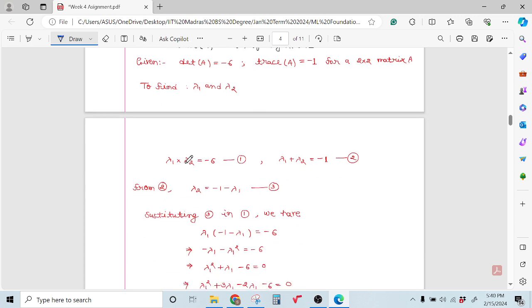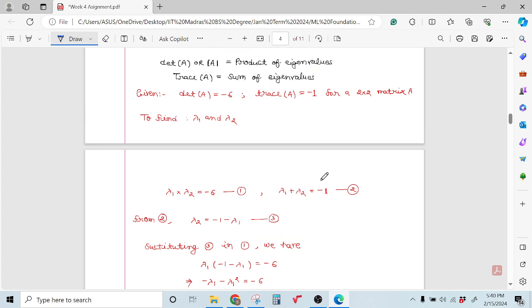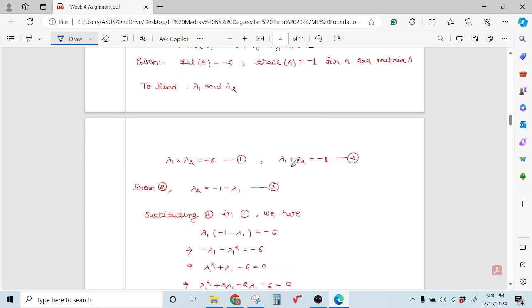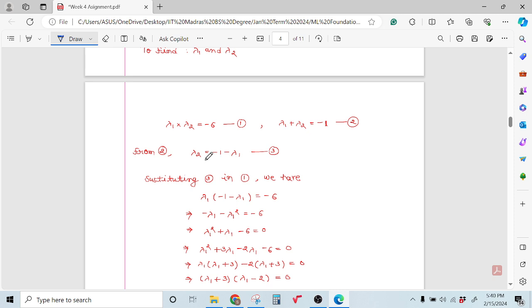eigenvalues. Lambda 1 multiplied by lambda 2 is equal to -6, and by using the property that the trace of matrix A is equal to the sum of eigenvalues, lambda 1 plus lambda 2 is equal to -1. We call this the second equation, and from equation 2 we rewrite the value of lambda 2. Lambda 2 is equal to -1 minus lambda 1.